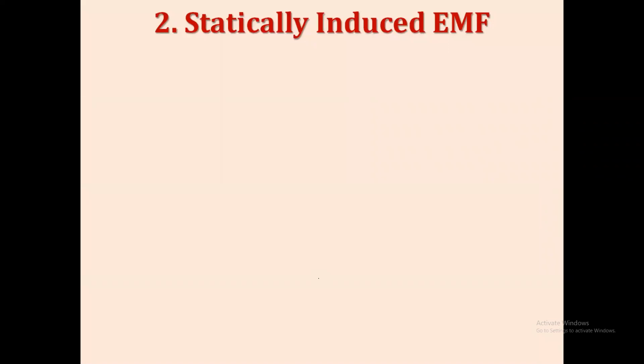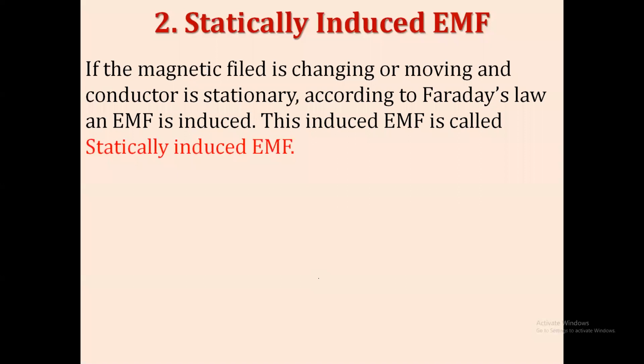As we know, statically simply represents when the conductor is stationary. Now the conductor is stationary, which means some other part must be rotating. It means that the magnetic field is rotating and changing. Then we say that it's a statically induced EMF. Read that. If the magnetic field is changing or moving and the conductor is stationary, this is a very important thing. The conductor is stationary. According to Faraday's law, an EMF is induced. This induced EMF is called statically induced EMF.